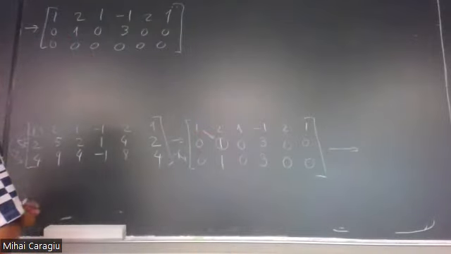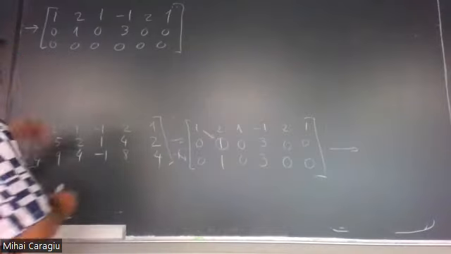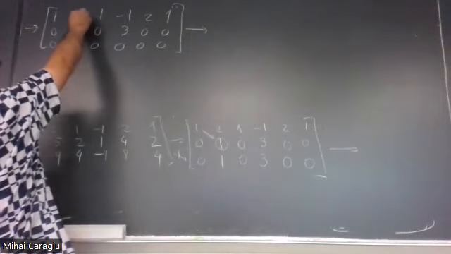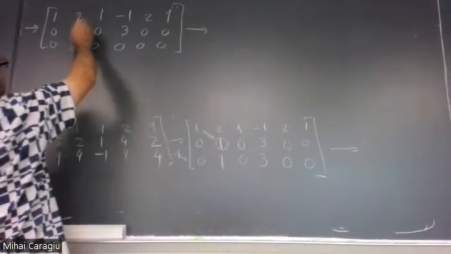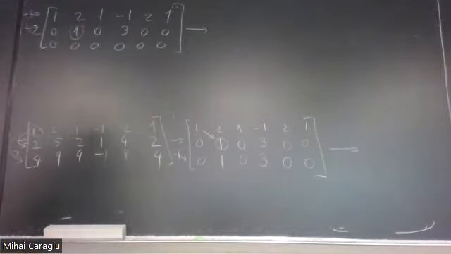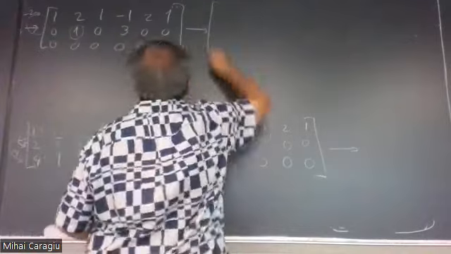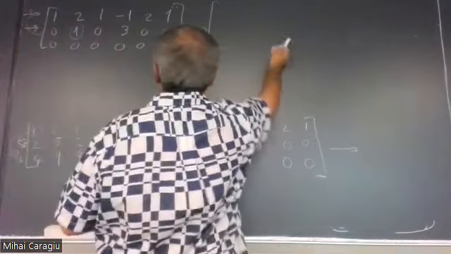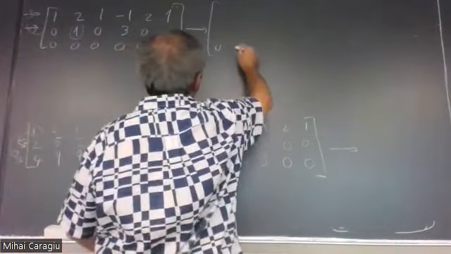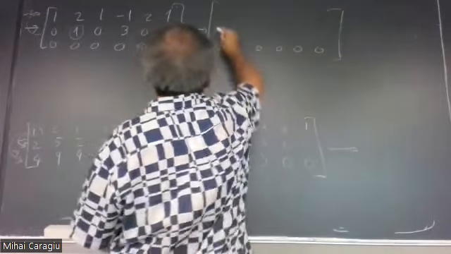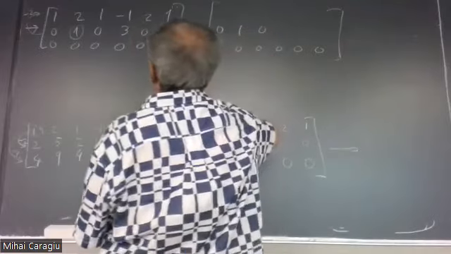Now, second step, create zeros above and move from right to left. So what's next? This will be the pivot, and I want to create a 0 above. So multiply the second row by minus 2 and add to the first row. Row number 3 and row number 2 are the same, so just write them again. Row 2: 0, 1, 0, 3, 0, 0.